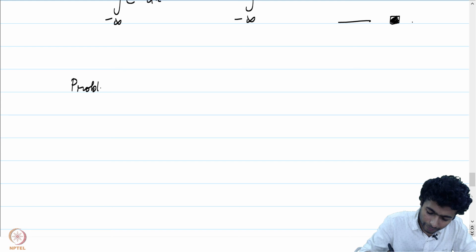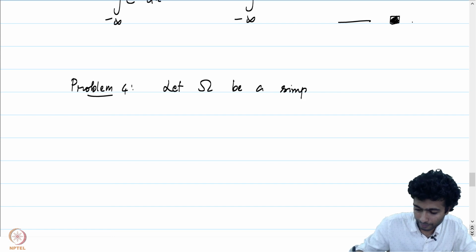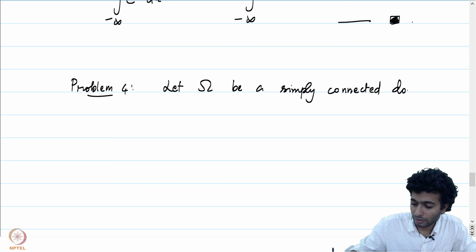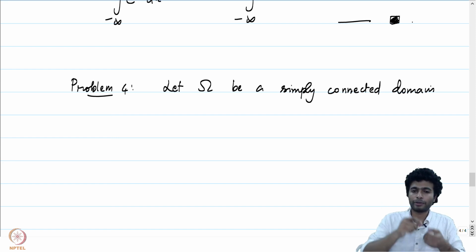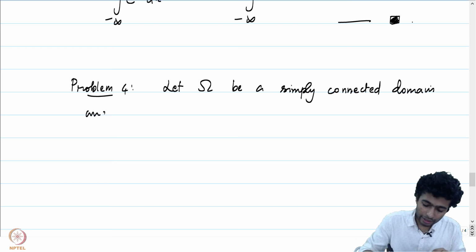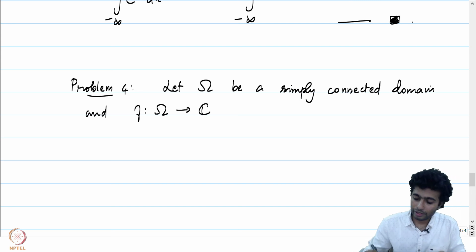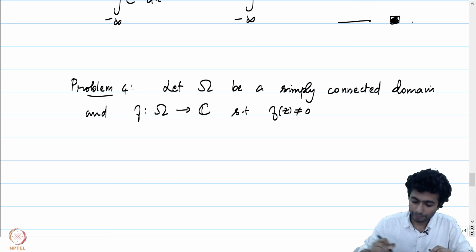Problem 4. Let omega be a simply connected domain. Recall that a domain is simply connected if every closed curve at a point z0 is null homotopic to the constant curve at z0. Suppose omega is a simply connected domain and f is a holomorphic map on omega into C minus 0, such that f of z is not equal to 0.